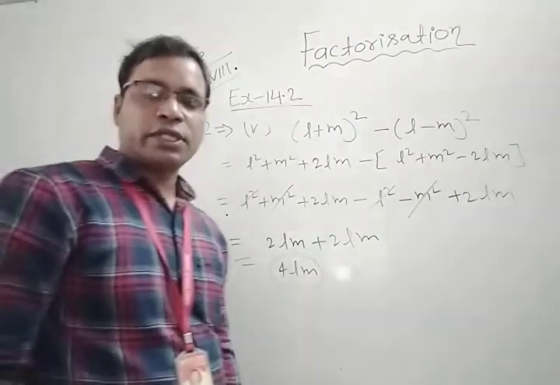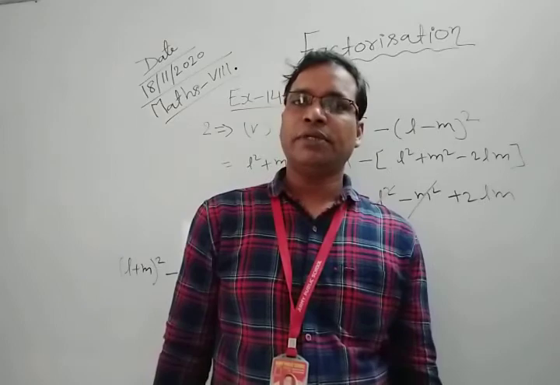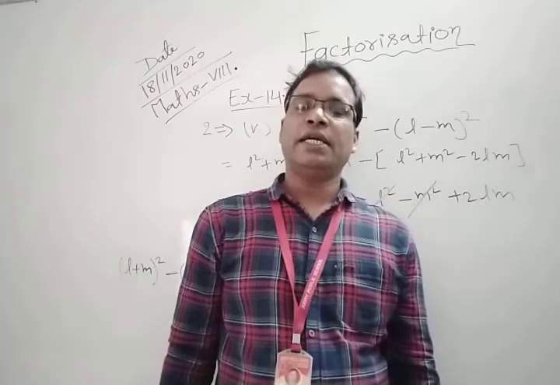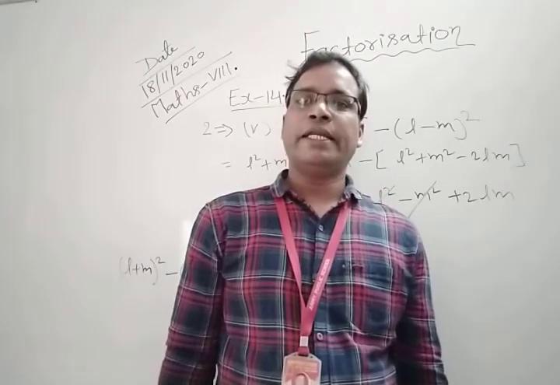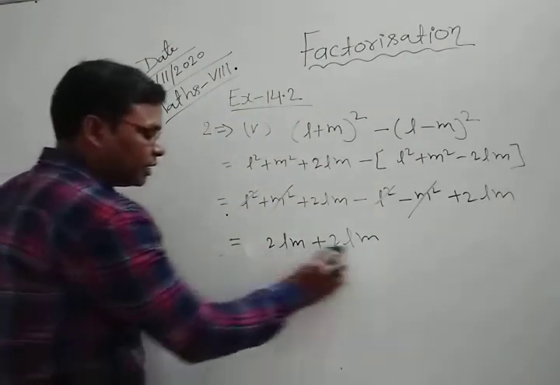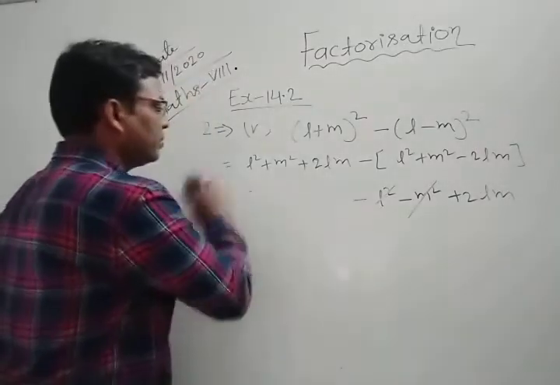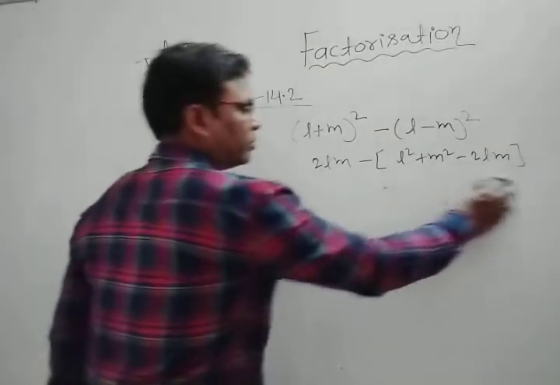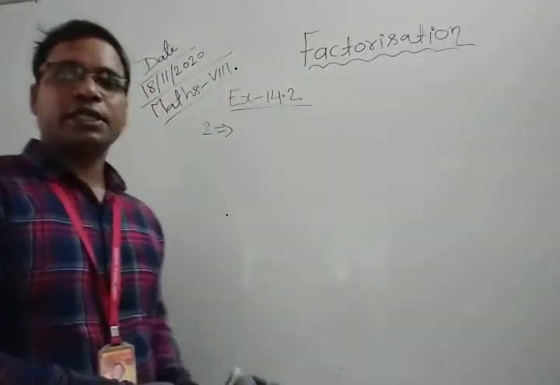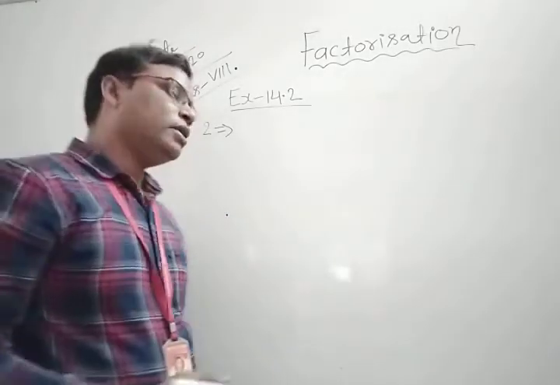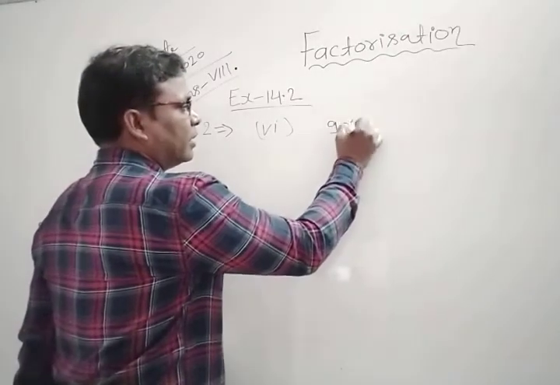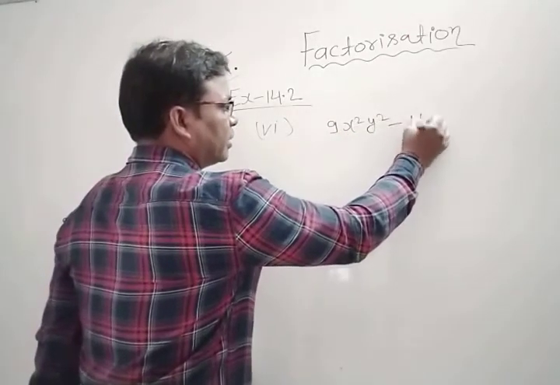Now we are going to discuss the next part of question number 2. Next part means sixth part. Sixth part is 9x square y square minus 16. Okay, so let's see how we can find the factor of the sixth part of question number 2. The sixth part is 9x square y square minus 16.